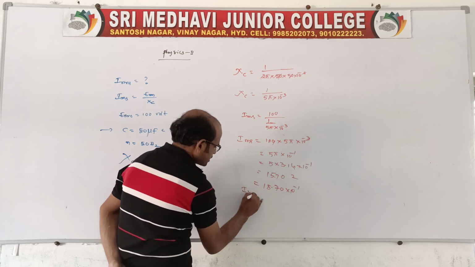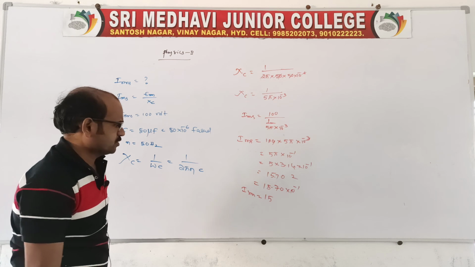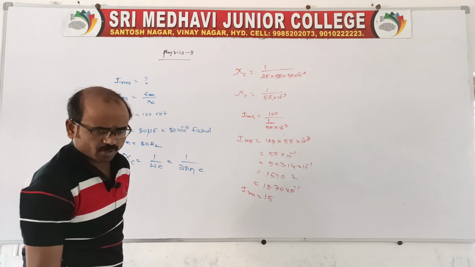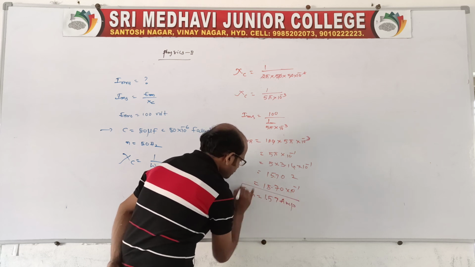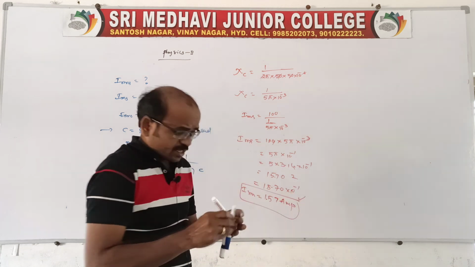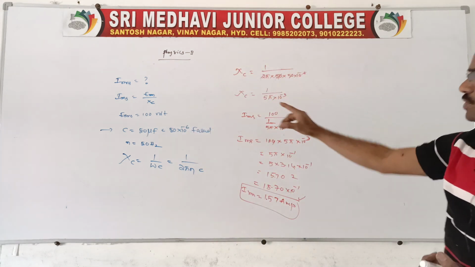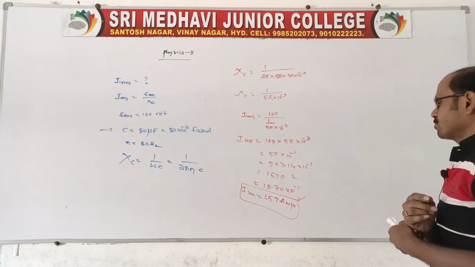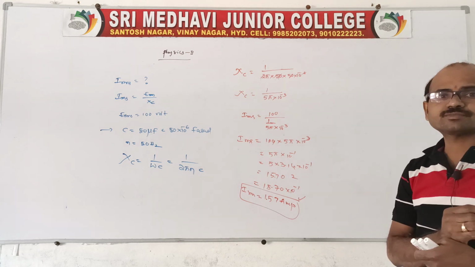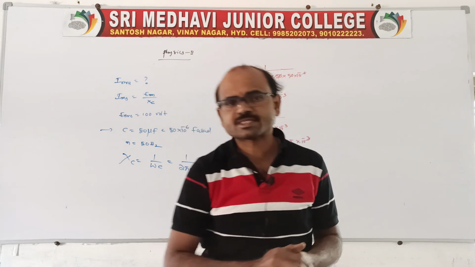So IRMS, if you multiply, we get approximately 1.57 ampere, because 10 power minus 1 is there. For the given question, the current flowing through the capacitive circuit is 1.57 amperes. So this is the way we need to get the solution for this.